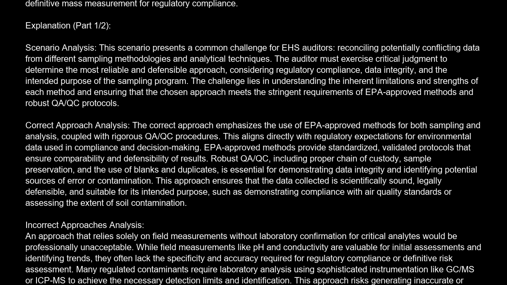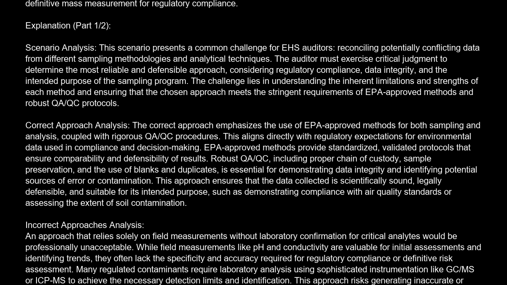Explanation. Scenario analysis. This scenario presents a common challenge for EHS auditors, reconciling potentially conflicting data from different sampling methodologies and analytical techniques. The auditor must exercise critical judgment to determine the most reliable and defensible approach, considering regulatory compliance, data integrity, and the intended purpose of the sampling program.